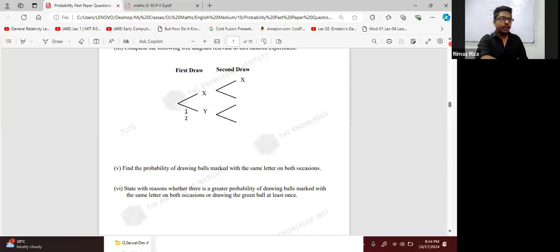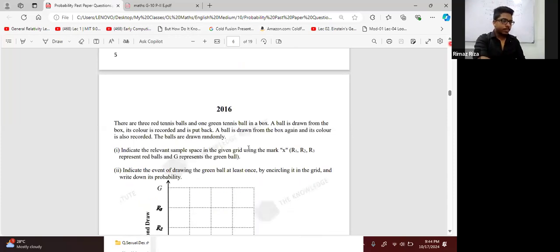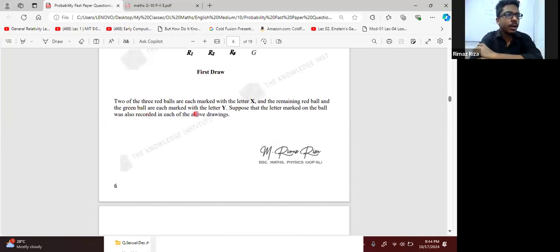Complete the following tree diagram relevant to this random experiment. It says two of the three red balls are each marked with the letter X, and the remaining red ball and the green ball are each marked with the letter Y. Since all the balls are identical, it is like two X balls are there and two Y balls are there. Four balls are identical, only the difference is color previously. But if we close the eyes and just try to pick a ball, all the balls are identical, right? So now there are two balls marked with letter X and two balls marked with letter Y.